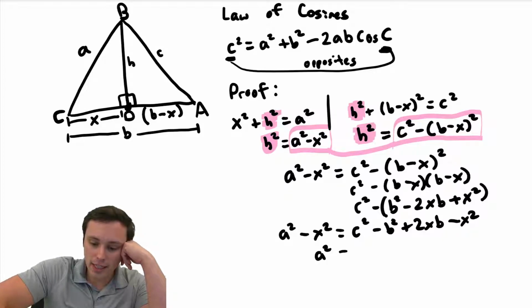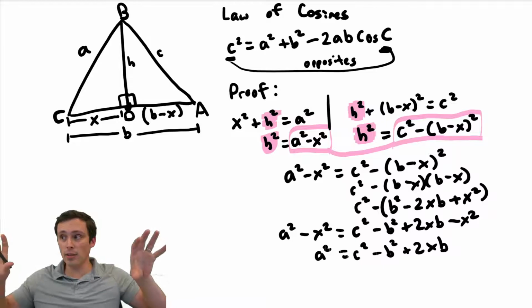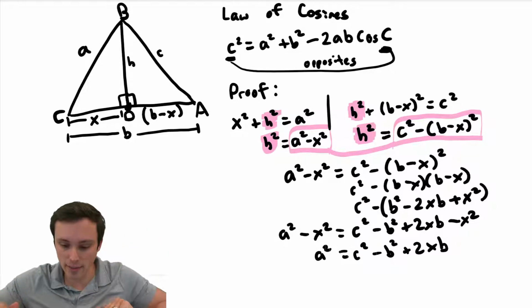And that would leave us with a squared equals c squared minus b squared plus 2xb. Are you good with that step? We added an x squared to both sides. That got rid of it off of each side, right?